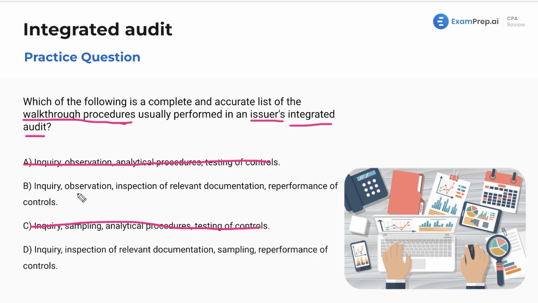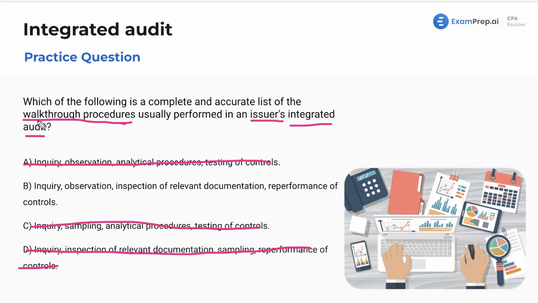What else? Inquiry, observation, inspection of relevant documentation, reperformance. Inquiry, inspection of, okay, sampling, reperformance of controls. So again, going to cross this off here. Now, you might say, oh, Nick, aren't inquiry and observation and these kinds of things done in the testing stage? Well, yes, they are, right? So this question is not specific to just integrated audits. It applies to normal audits and other engagements as well. You could call these a form of analytical procedure, and we know that analytical procedures are performed during the planning stage, just like walkthrough procedures.